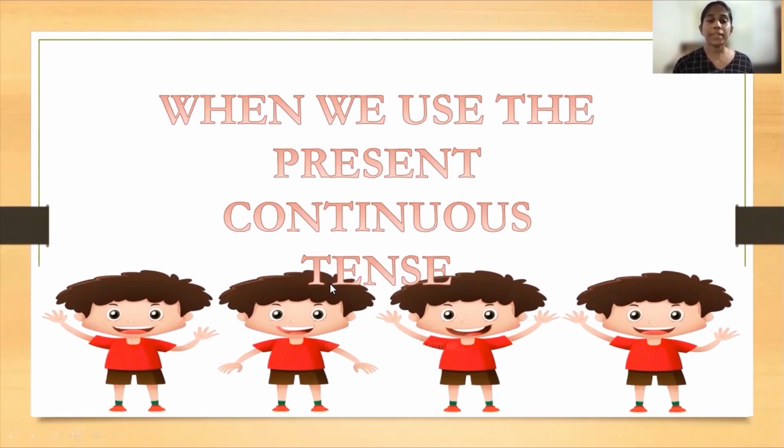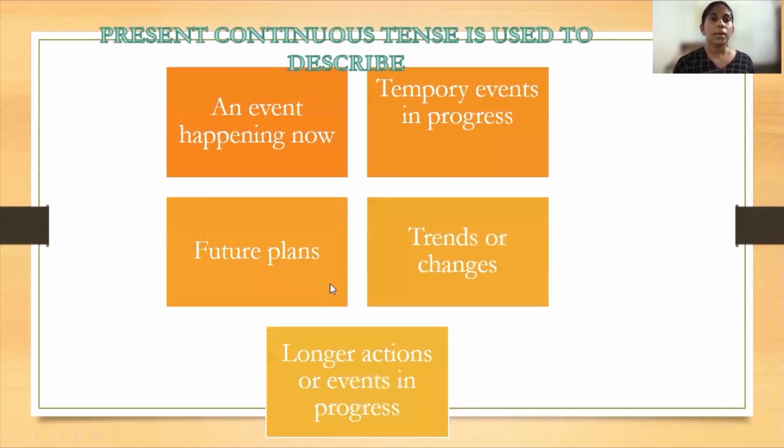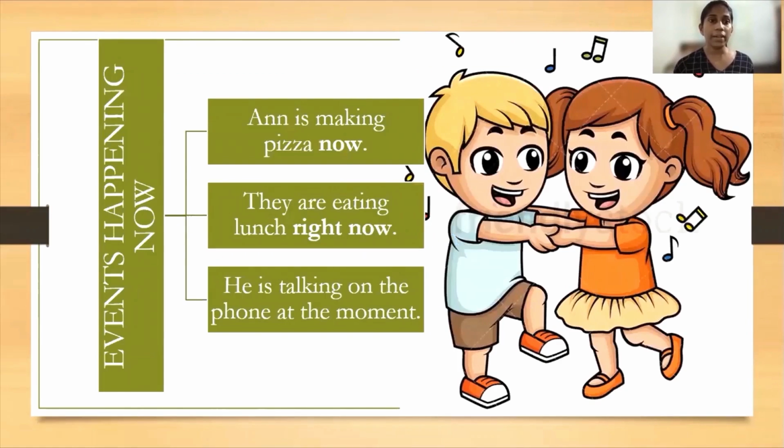When we use this present continuous tense, this present continuous tense is used to describe an event happening now. And also it can be used to describe temporary events in progress. And also to describe future plans. And to describe trends or changes. And also to describe long actions or events in progress. Here there are some examples.